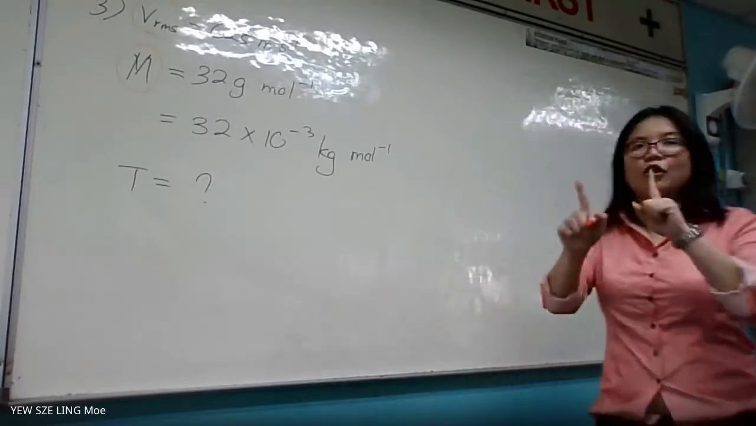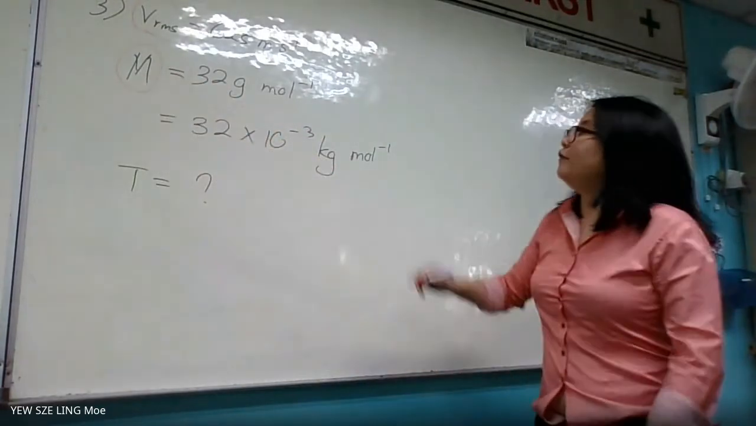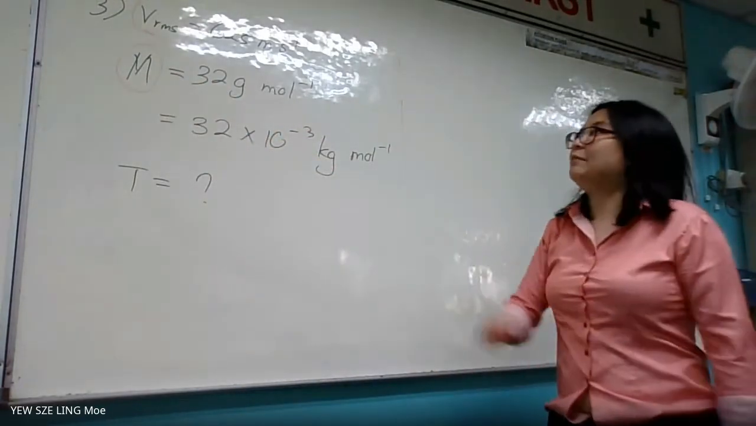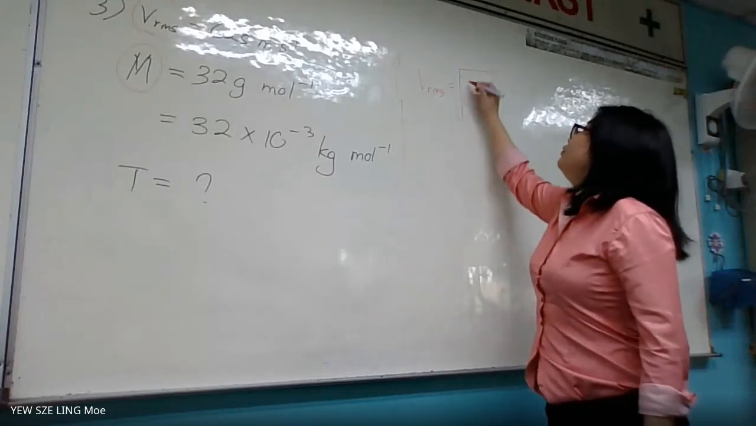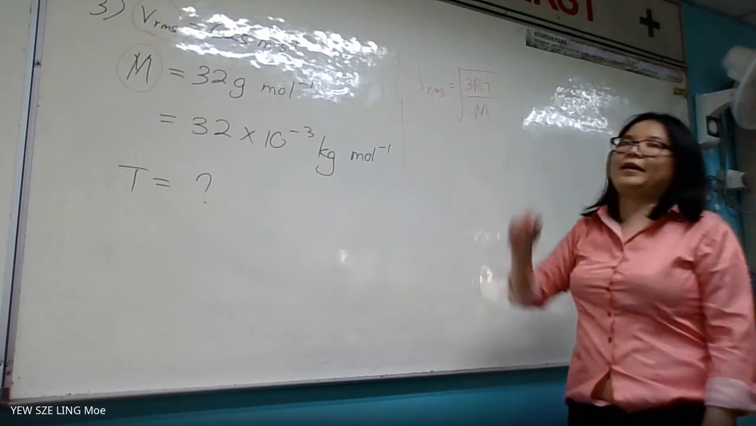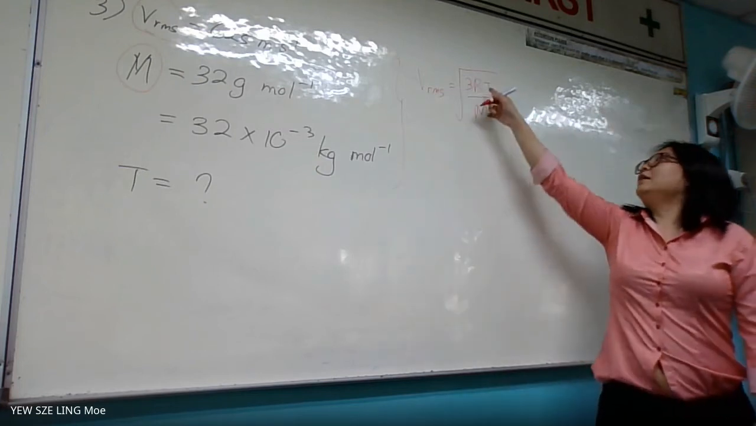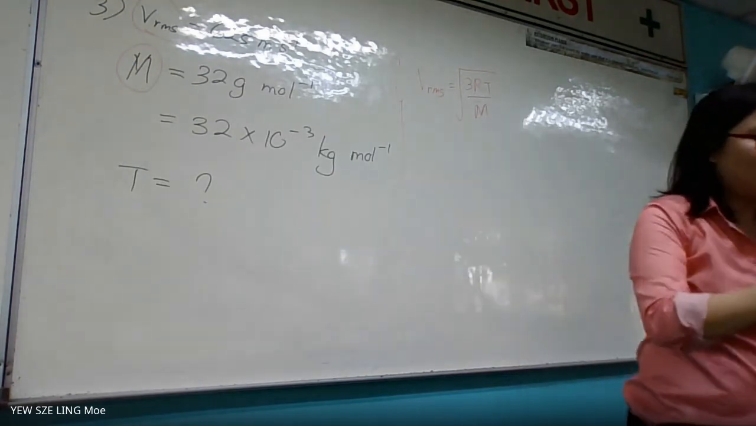So you need to know which equation to use. You have capital letter M, so obviously this question can be solved by using VRMS equals the square root of 3RT over capital letter M. The partner for capital letter M is always R. Okay, it's always R.